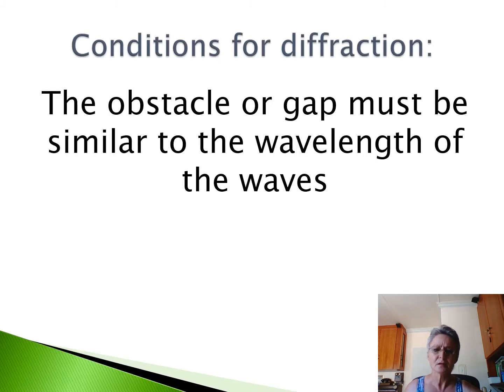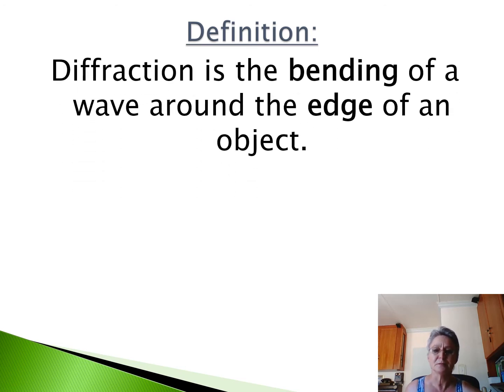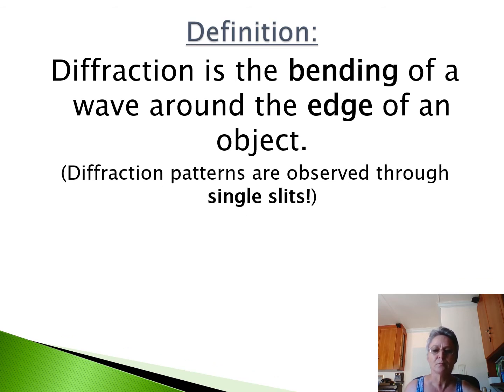Now, the condition for diffraction is that the obstacle or the gap that is in the way of the wave must be around about the same size as the wavelength of the waves. The definition of diffraction: it is the bending of a wave around the edge of an object, or when the wave moves through an opening between obstacles in its path.